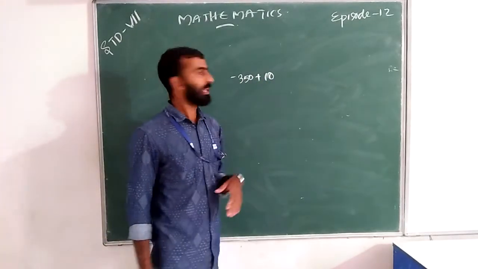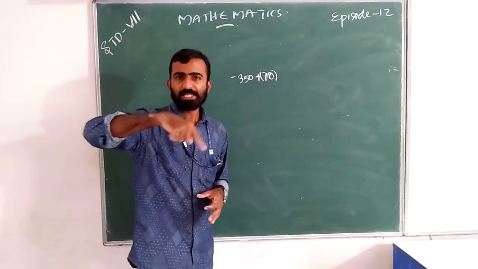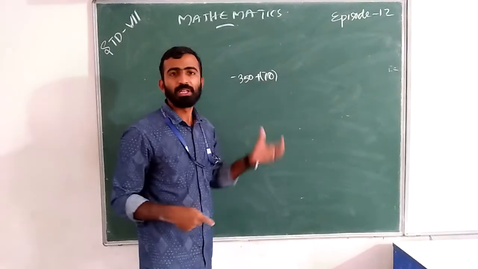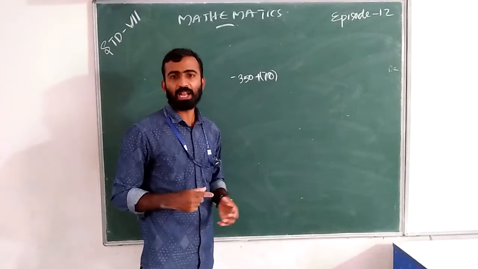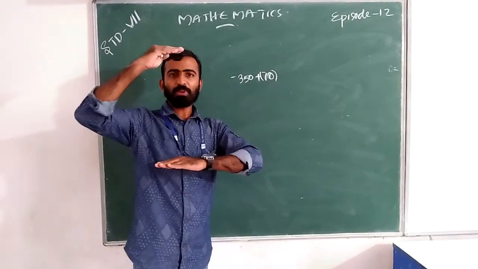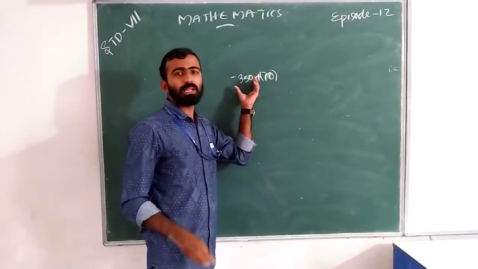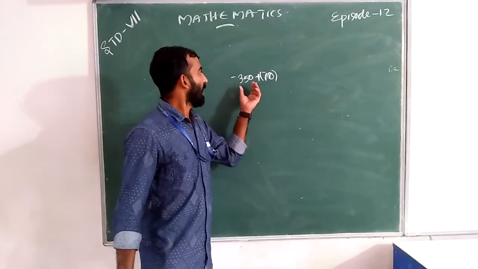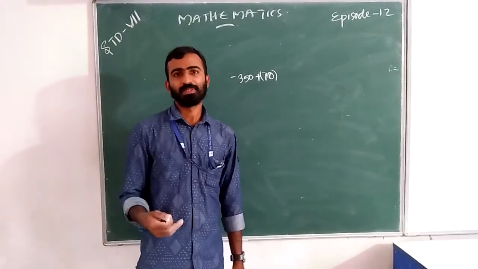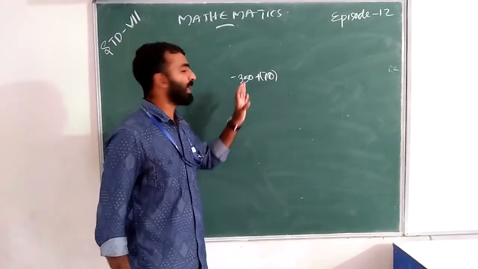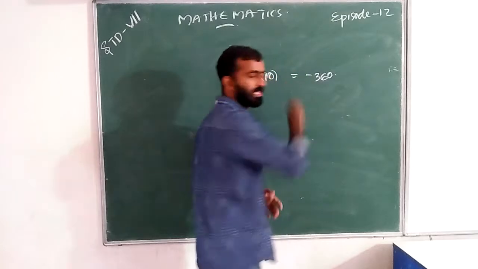Here the elevator is descending, so we put a negative sign, that is, going down. The elevator is starting from 10 meters upward from ground level. So we can take it like this: negative 350 plus negative 10. So actually we want to find negative 360.